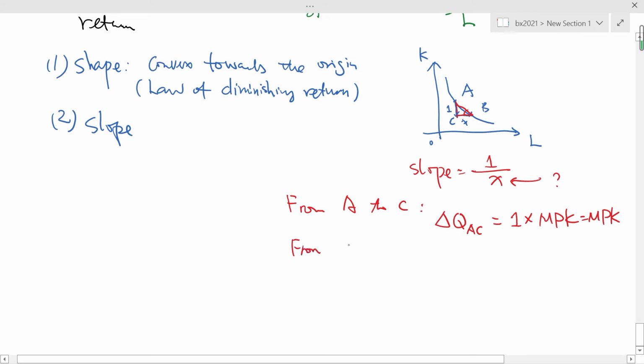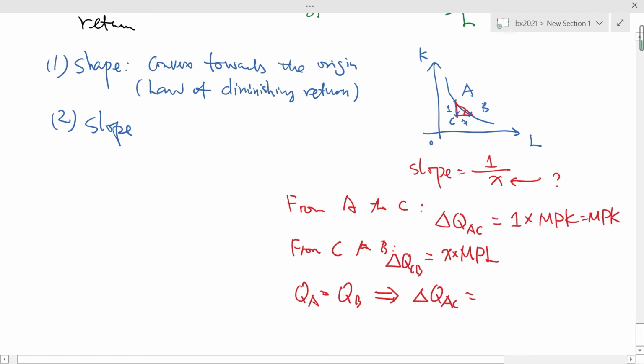Then from C to B, we are holding the units of capital constant and increasing the labor by X units. For 1 unit of labor increase, the extra output, by definition, we call the marginal product of labor. And altogether we have X units, so X times this. So this is the change in output from C to B. And we know that the output at bundle A is the same as the output at bundle B by construction. This implies that the reduction in output from A to C will be the same as the increase in output from C to B.